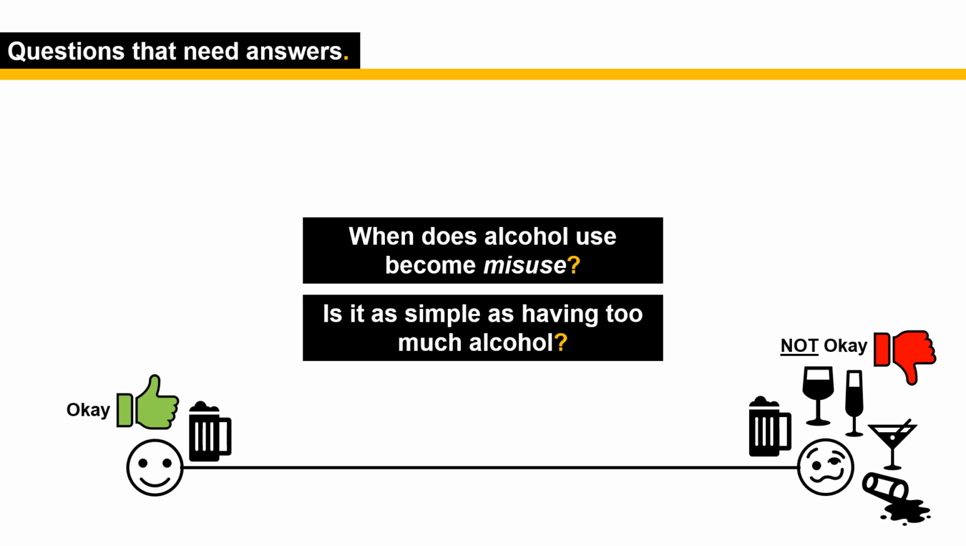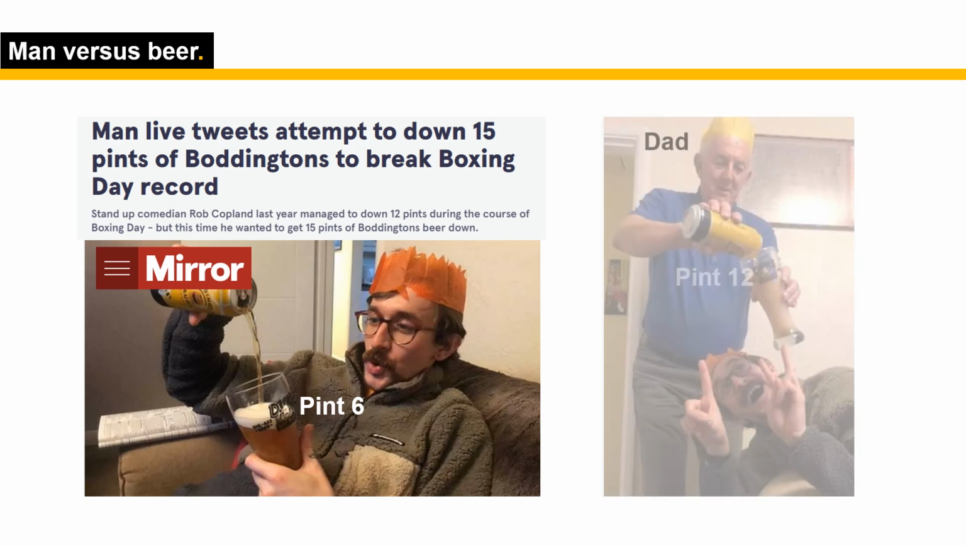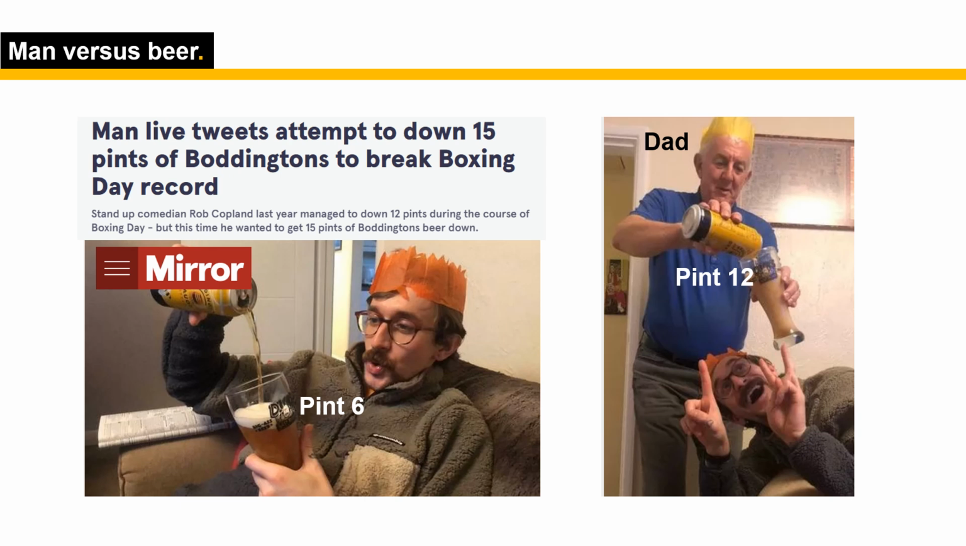But there's one problem with that definition, and we can see it here in an article from the Mirror. The Mirror is reporting on a comedian called Rob Copland who every Boxing Day sets himself a drinking challenge to see how much Boddingtons he can drink within 24 hours. His maximum was 12 pints and here he is trying to beat that with 15 pints. He calls it Bodmas. So this is him at pint 6 and this is him at pint 12 being served it by his dad. He's definitely drunk by this point.